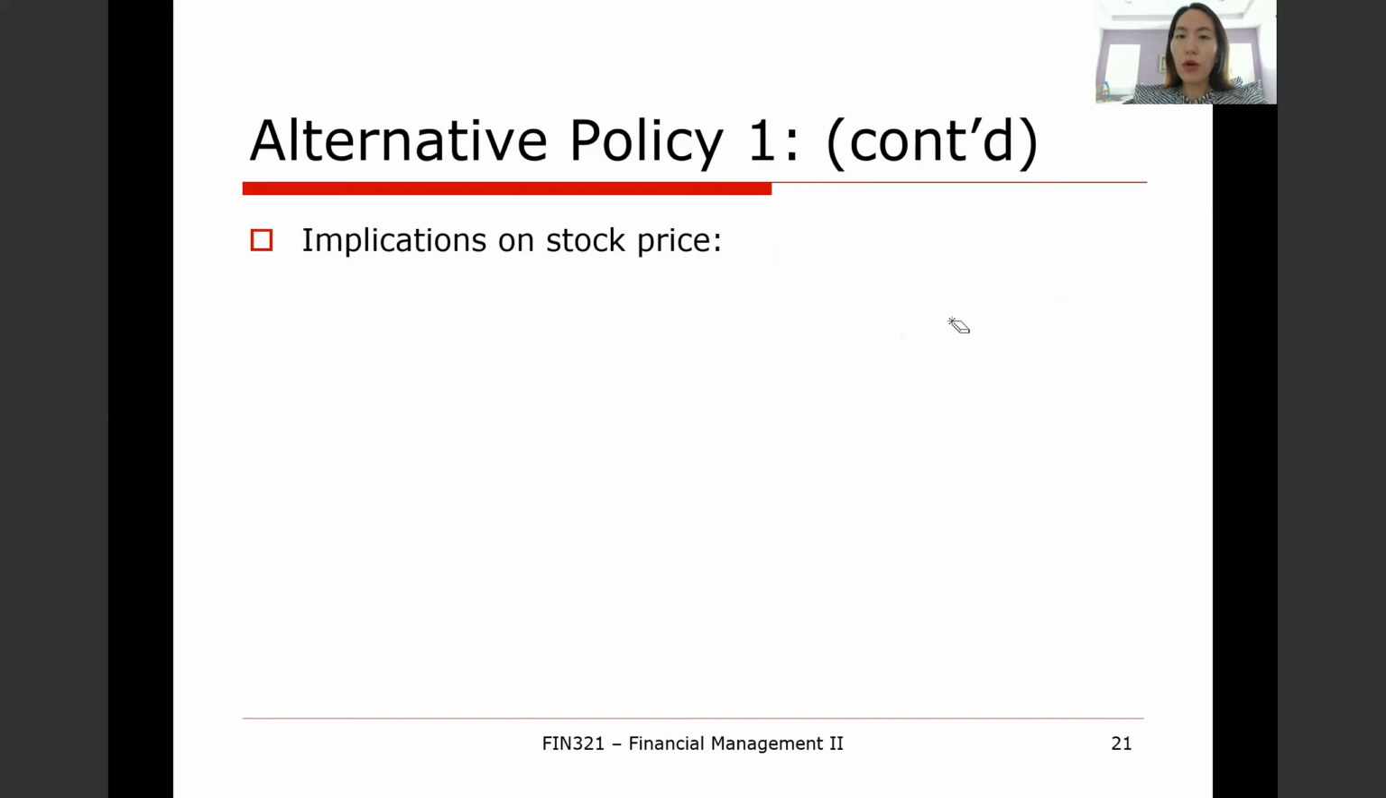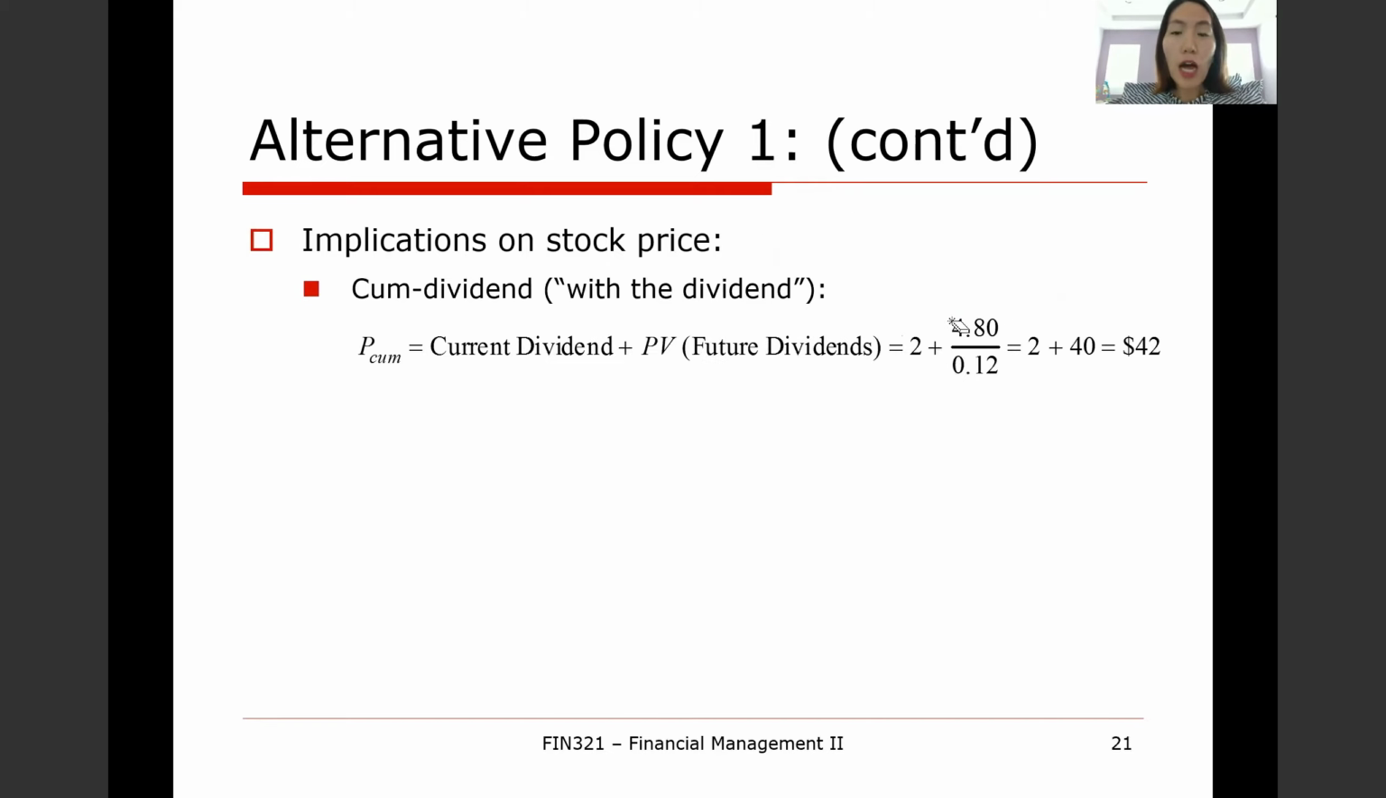So recall that timeline. The stock price 1 day before the ex-dividend date, which we call the cum-dividend price, will be the current dividend of $2 plus the present value of all future dividends, which is the perpetuity of $4.8, right? Together, the stock price on December 11th, the cum-dividend price, will be $42 per share. By the way, cum means with. So the stock price with the dividend will be $42, which is the same as before in the initial setting. Now let's compute the ex-dividend stock price.